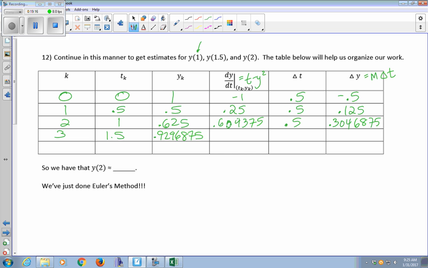Plug my t and my y into t minus y squared, the formula for the differential equation, and you get 0.63568 and so on. You don't want to do any rounding until the end, because rounding errors can propagate throughout the method. Delta t is still 0.5. Delta y is dy/dt times delta t, and I get 0.3178 and so on.